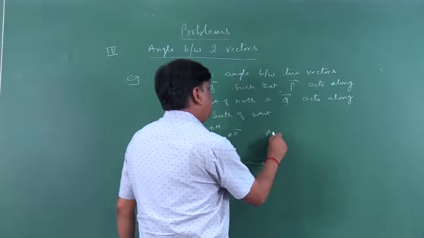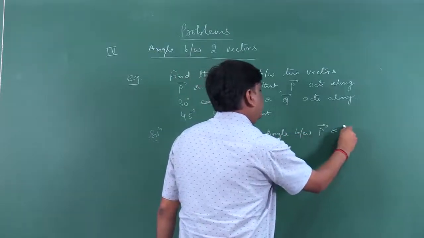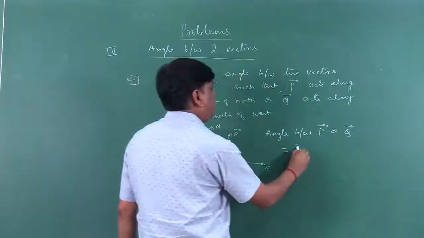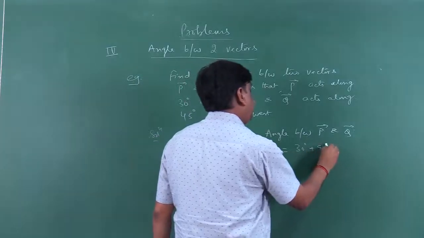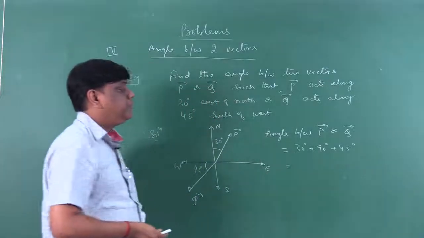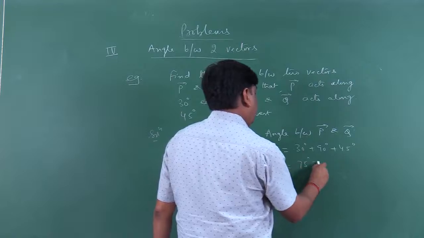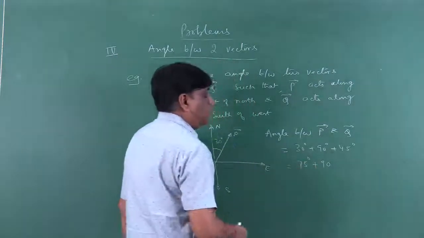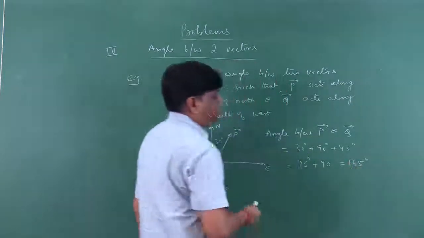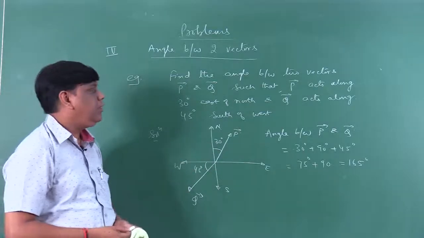So the angle between P and Q vector can be given as this: 30 plus 90 plus 45 degree. Clear? How much will it come to, beta? It is 90 plus 75 plus 90 degree. So that is equal to 165 degree. Okay? So 165 is the angle between the vector P and Q.